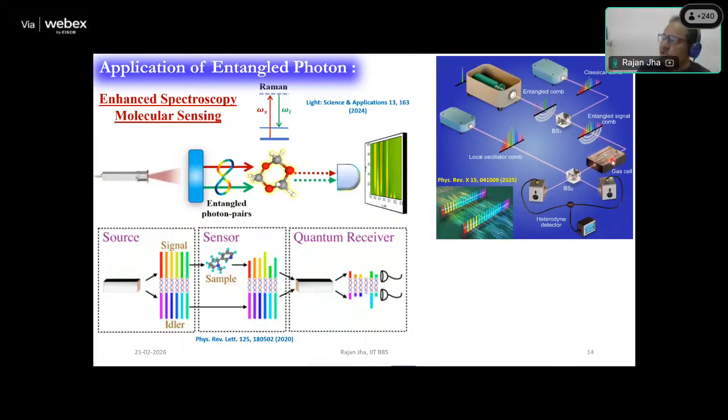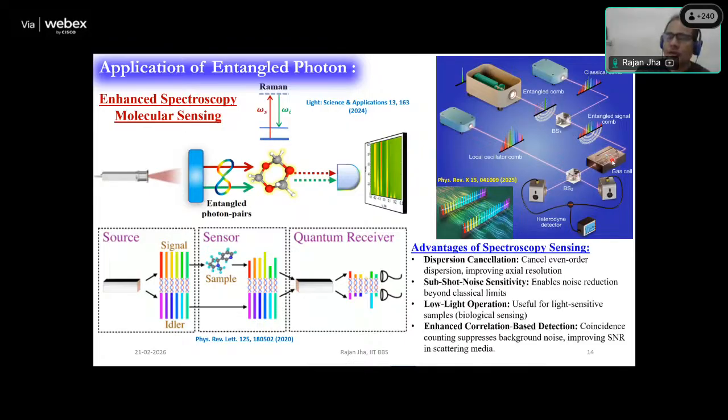Now, as I mentioned to you, the signal will be less noisy, and also with very low light, or very low intensity photons, you can do the measurement. Again, an advantage of this spectroscopic sensing is that it cancels even higher order dispersion, which gives you an improvement in axial resolution. This also enables noise reduction beyond the classical limit, because this is where the advantage of quantum comes into play.